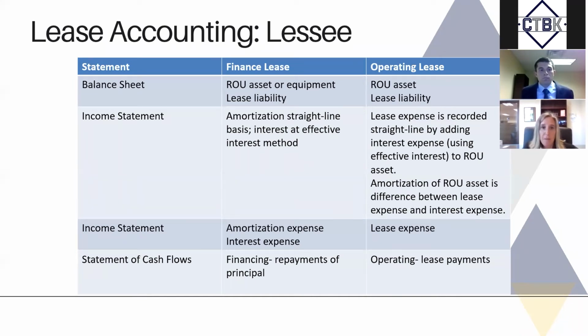So we talked about that balance sheet. You're going to have a right of use asset and a lease liability. Your income statement is still going to have lease expense, as it always has, and your statement of cash flows is still going to reflect those lease payments flowing through the operating side.